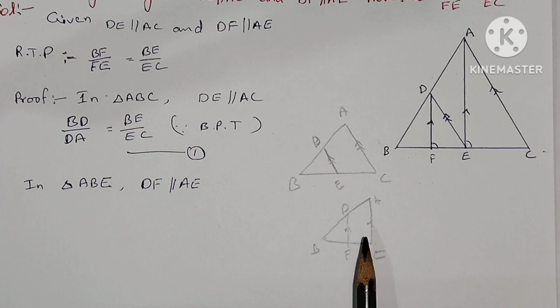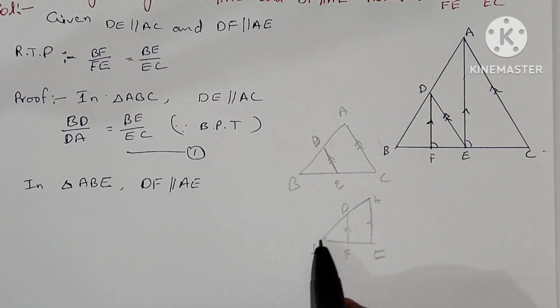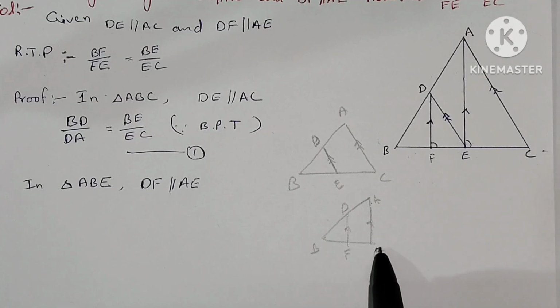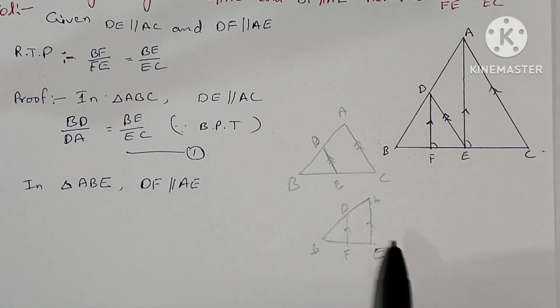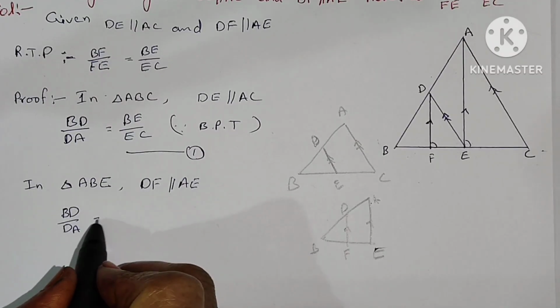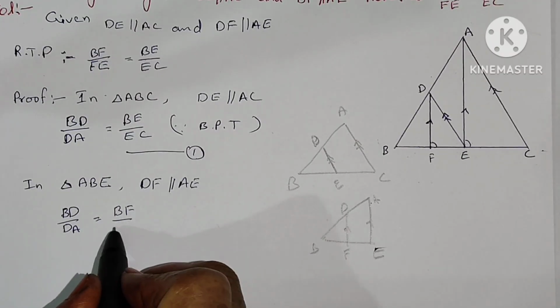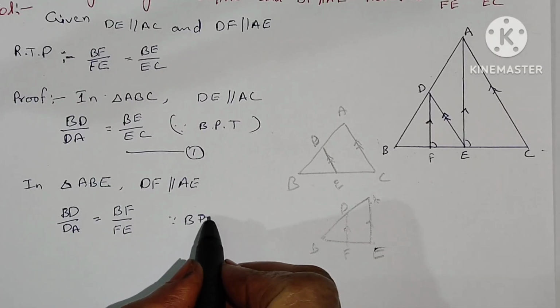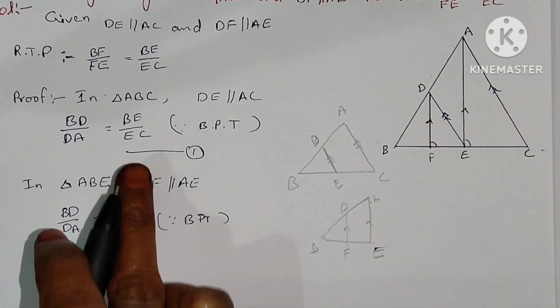Here we use the basic proportionality theorem. BD by DA equals BF by FE. So we use the basic proportionality theorem, and here also, these two are equal.